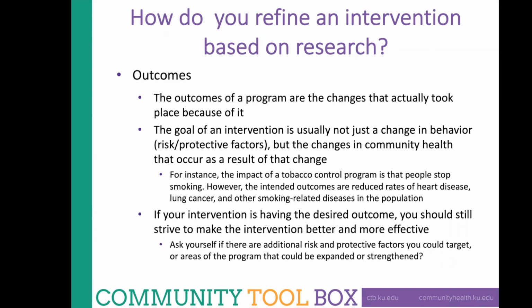The outcomes of an intervention are the changes that actually took place as a result of it. The goal of an intervention is usually not just a change in behavior or circumstances, but the changes in community health and development that occur as a result of that immediate change. A tobacco control program, for instance, aims to help participants avoid or quit smoking. That's its impact. Its real goals, the hoped for outcomes of the program, are reduced rates of heart disease, lung cancer, and other smoking-related diseases for participants and their family members.